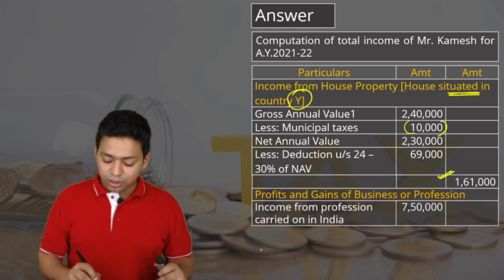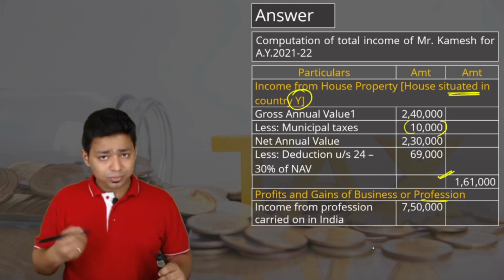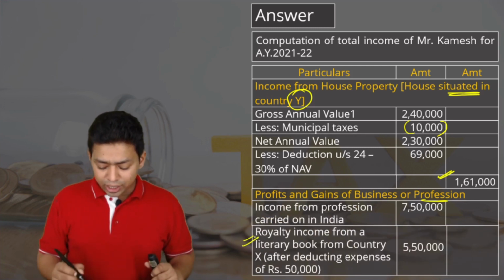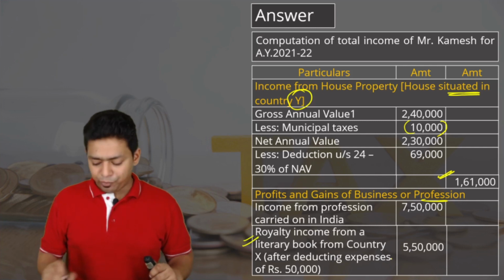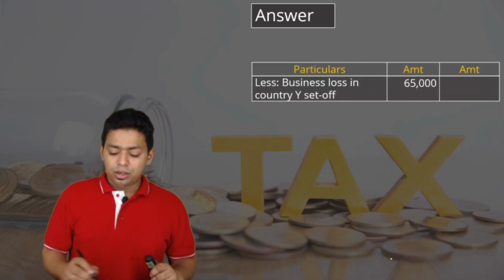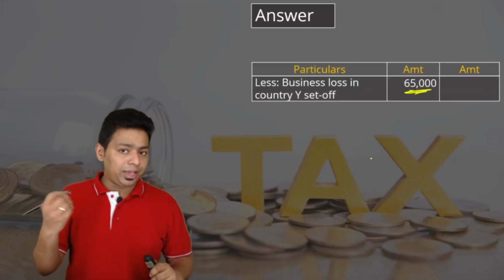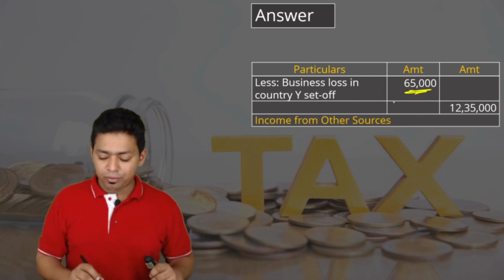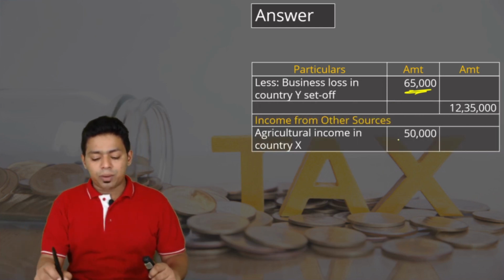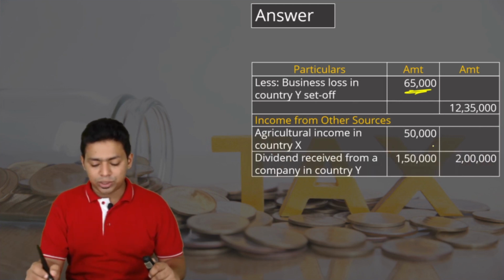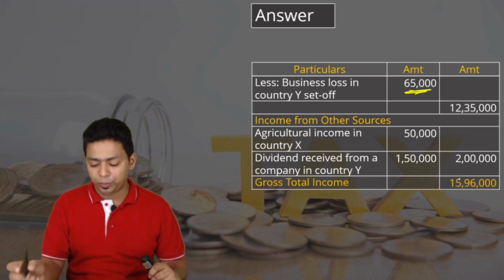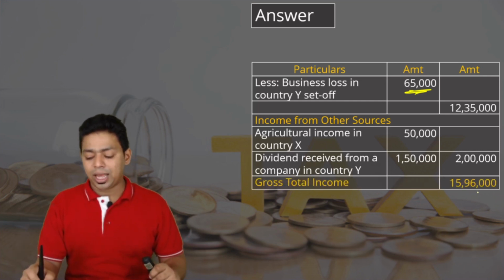There is a profit on business from Indian business, that is 7,50,000. Royalty income, net royalty income 5,50,000. Business loss is 65,000, that we have to set off. Please understand, that country does not allow, but our country will allow. So income from other sources: agriculture income 50,000 and dividend income another 1,50,000. Total other sources income 2 lakh rupees. So gross total income 15,96,000.